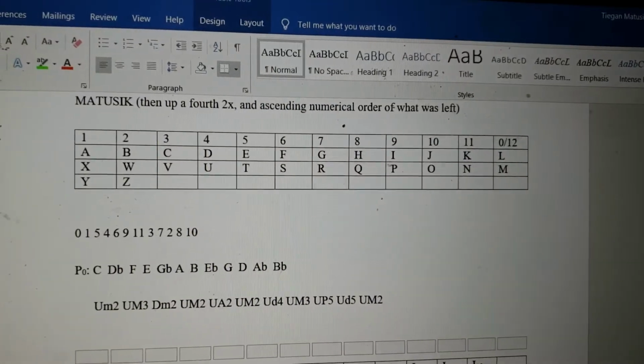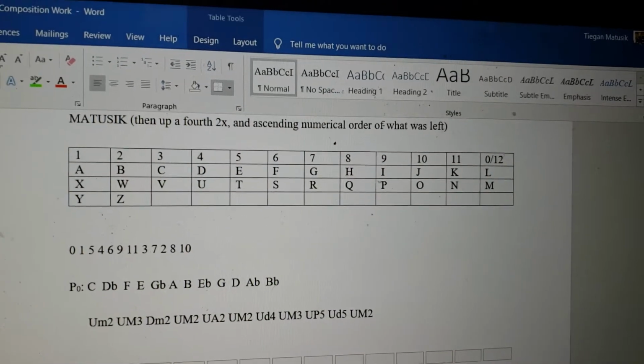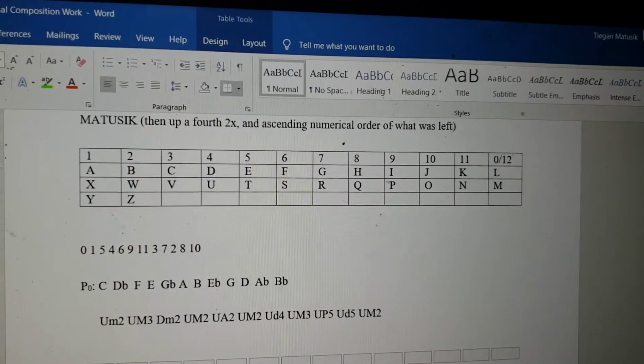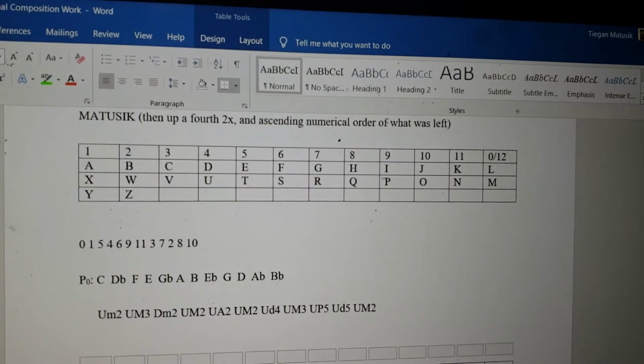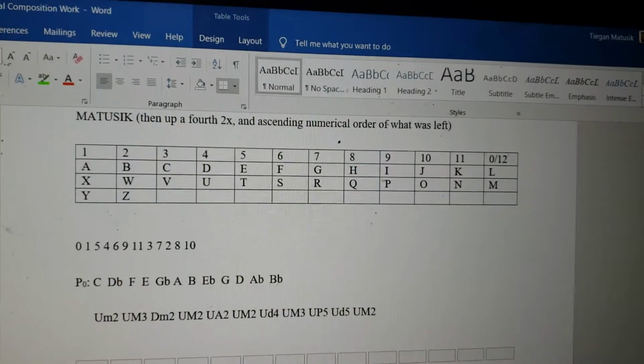So this is how I created my atonal composition piece. I first started out with the idea of composing a 12-tone row using my last name, Matusik.